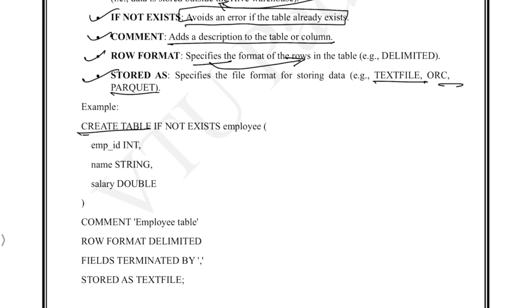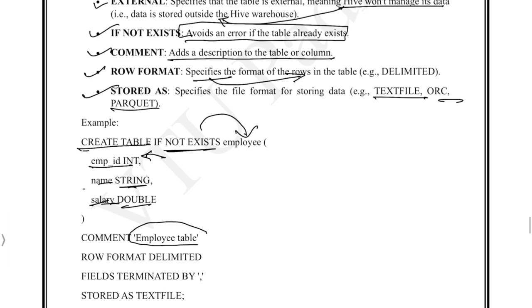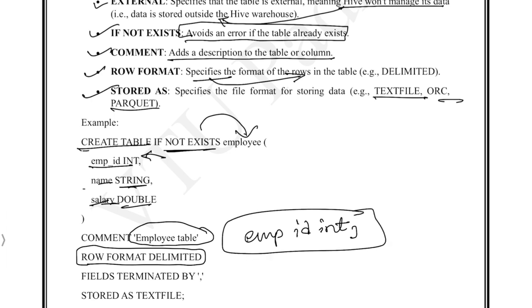Like CREATE TABLE IF NOT EXISTS, if the table is not there, you create the table for the employee database, where emp_id will be integer, name will be string, and salary will be double. Now COMMENT adds a description that this is the employee table. ROW FORMAT DELIMITED means you are specifying that everything should be in row format. FIELDS TERMINATED BY comma means the comma separates one column from the next. Then STORED AS TEXTFILE means that when you save the table, everything will be stored in a text file.